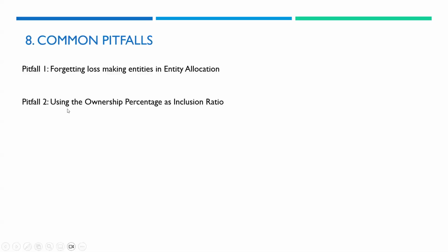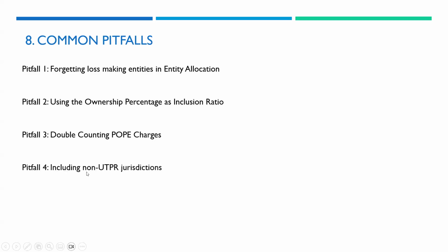Then don't use the ownership percentage as inclusion ratio. As I told you, how much of the globe income is allocated to each is what is to be used for the inclusion ratio. Don't double count POPE charges. You have to give an IAR offset at the level of UPE for the taxes paid at the POPE level. Don't include non-UTPR jurisdictions while calculating the employee factor and UTPR percentages.